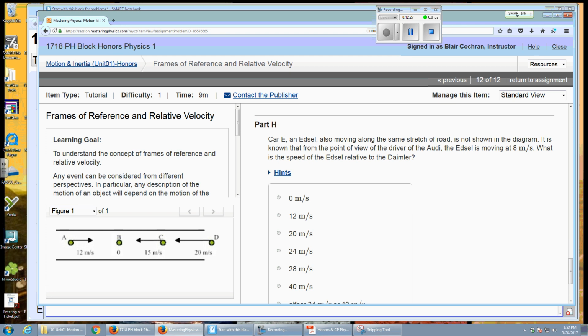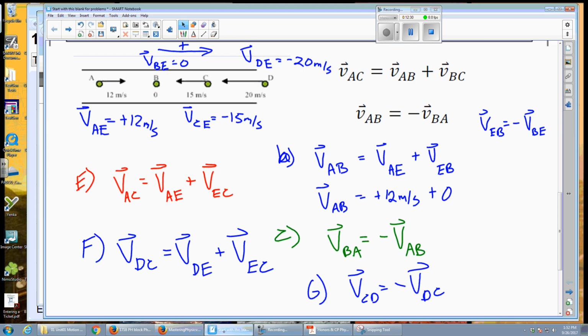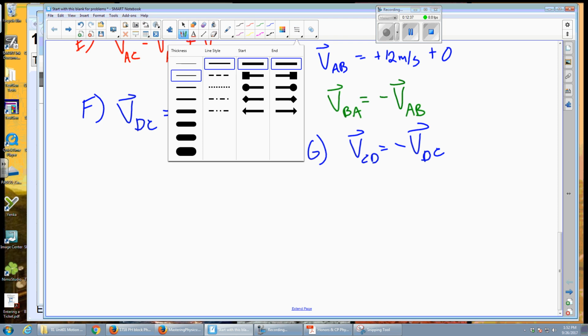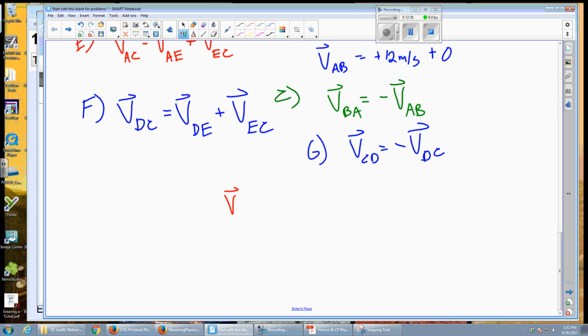So, they tell us the velocity of the mystery car to the Audi is either plus or minus 8 meters per second, right? Because they don't tell us direction. True? Oh, good, because that was back in our Y, right? And if it wasn't true, we'd have to go back and change it.